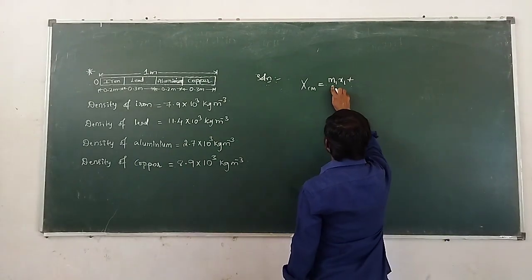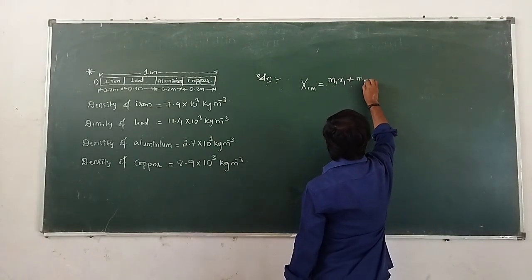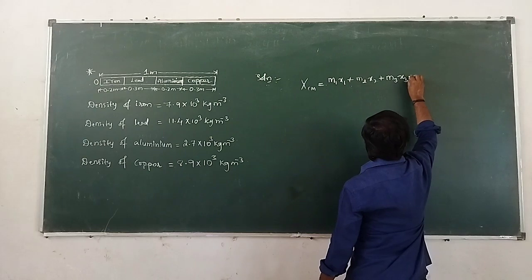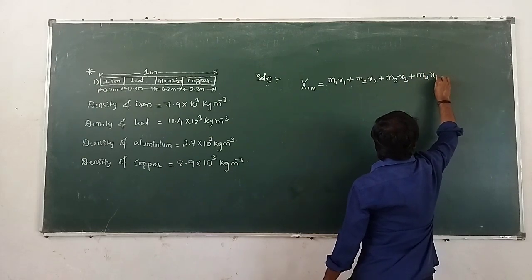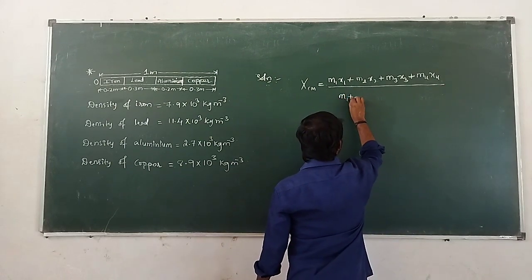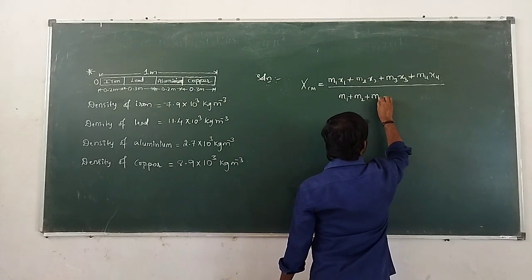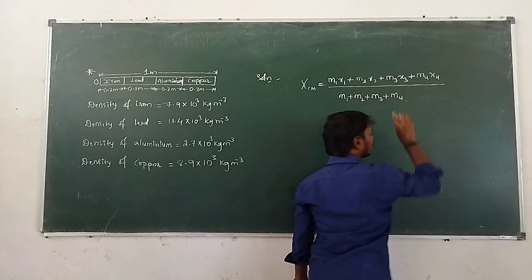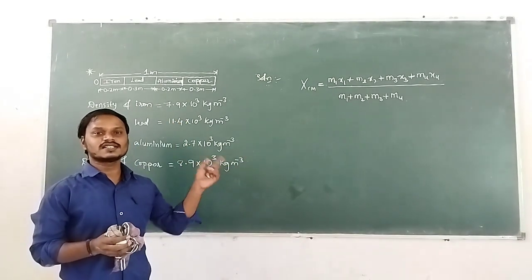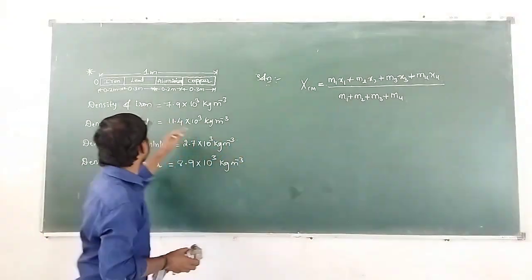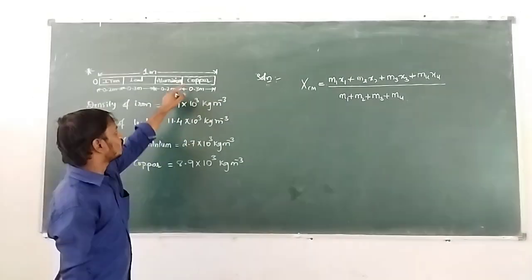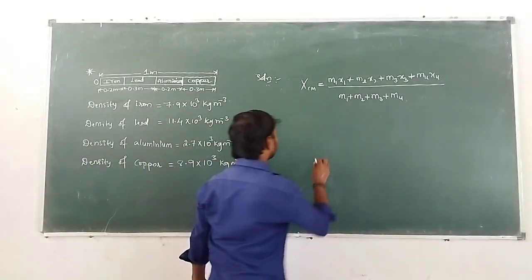See. Then M1 into X1 plus M2 into X2 plus M3 into X3 plus M4 into X4, because 4 materials are there, divided by the total mass of the system, M1 plus M2 plus M3 plus M4. Then next, what we have to find? We have to find the mass of the iron. M1 is nothing but the mass of the iron. M2 is the mass of the lead. M3 is the mass of the aluminum, and M4 is the mass of the copper. Okay. Now let us find the mass of the iron.